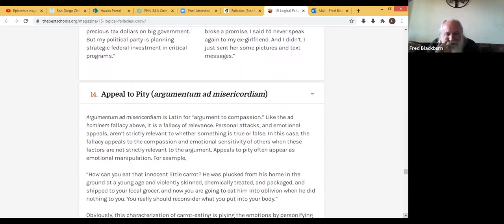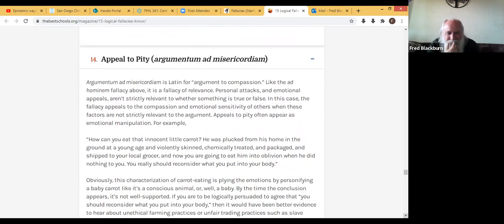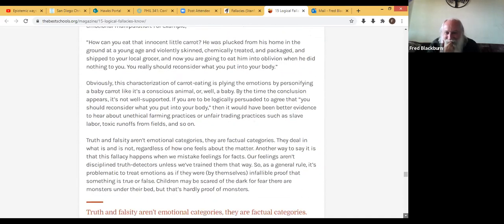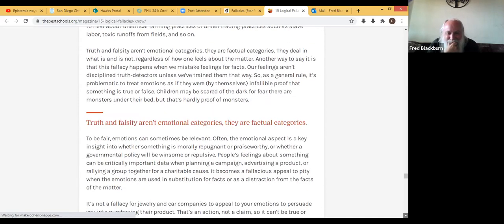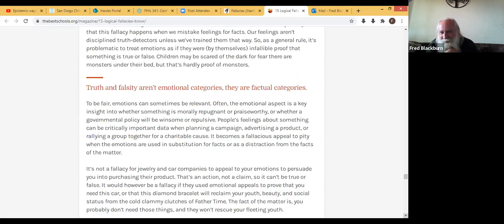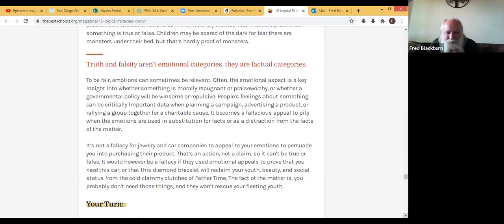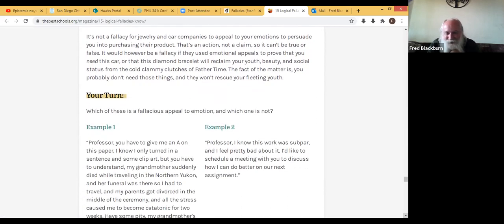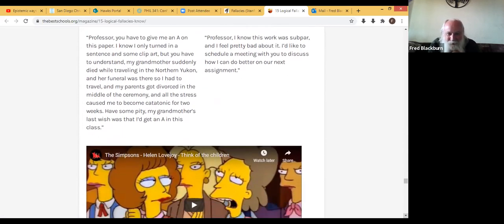Appeal to pity. Truth and falsity aren't emotional categories, they're factual. So yeah, you can't appeal to things like pity when you're doing logical fallacies.